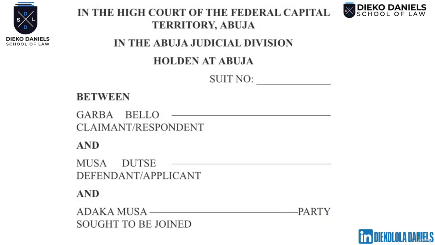Now, when you are drafting in the High Court of the Federal Capital Territory, Abuja, in the Abuja Judicial Division, holding at Abuja. Now we want to draft that of joinder of parties, right? And I've told you that for every motion, what we just talked about now is the heading of the court. I've told you how the heading of the court must be. It is like this. In the High Court of the Federal Capital Territory, Abuja, in the Abuja Judicial Division, holding at Abuja, bam. Do you understand that?